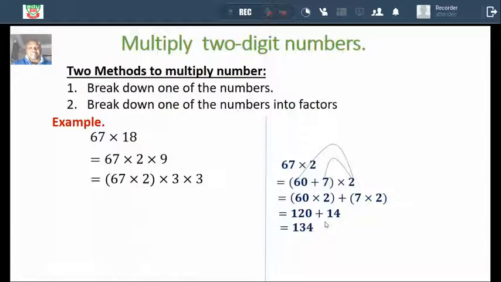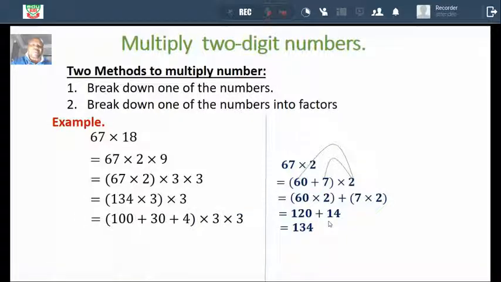We bring it back and substitute 67 times 2 by 134. Make things easier. Life is better this way. 134 times 3 times 3. Now it seems like we're having that 134 there. What are we going to be doing now? Here we can chop this 134 so hard that we make it so nice and look so easy. 134 becomes 100 plus 30 plus 4.